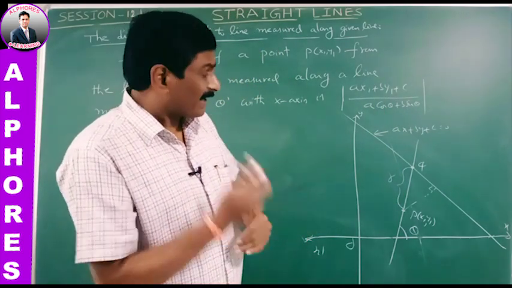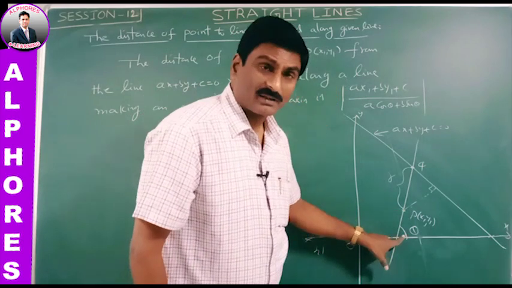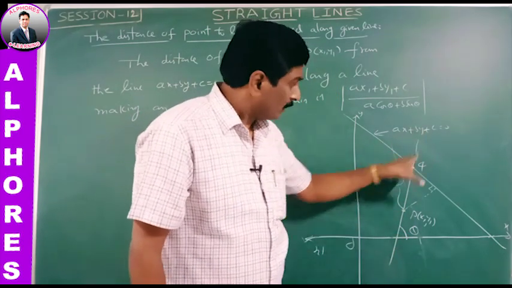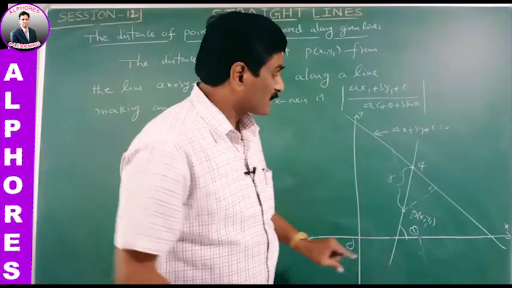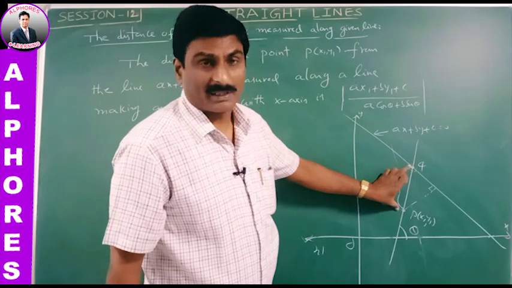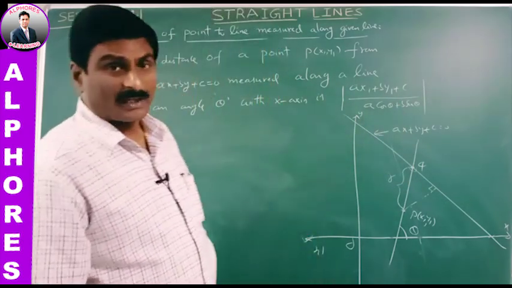In the alternative method, this is the point, this is the angle of inclination. That means slope m is equal to tan theta. By using slope point form, we find the equation of this line. By solving these two lines, we get Q. Find the distance between PQ. It is an alternative method, but the direct formula is this. Now, please observe this value.